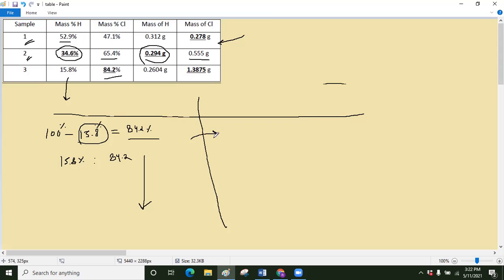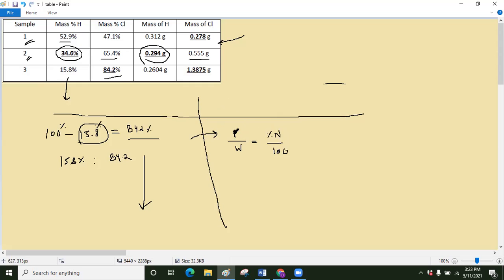But the other approach here is, what if it wasn't apparent to you that 84.2% is the remainder? Well, in that case, you could use the part over the whole. You could use a proportion. So let me go ahead and write that down. Your part over whole equals your percent number over 100.